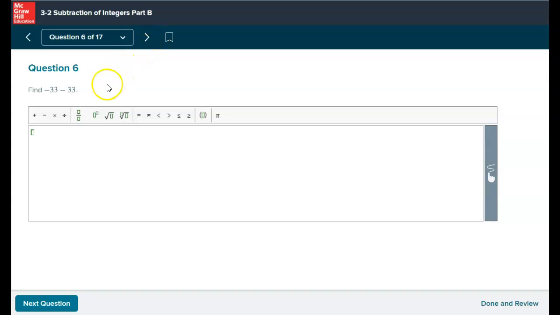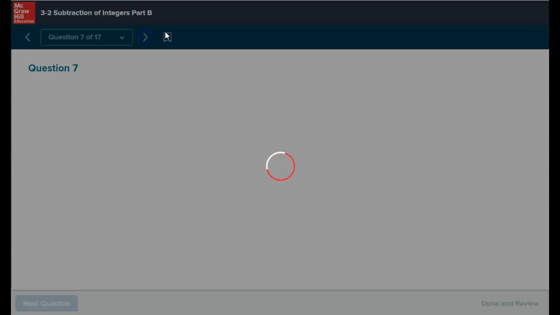Negative 33 minus 33. Don't be tempted to call this one 0. When you keep, change, switch this one, you would keep the first number the same, change subtract to add, and change the sign of the second number. That does not give you 30. You're adding negative 33 to negative 33. That's going to give you a whole lot of negative there, not 0. All right, let me get rid of my little pen thingy. Next.